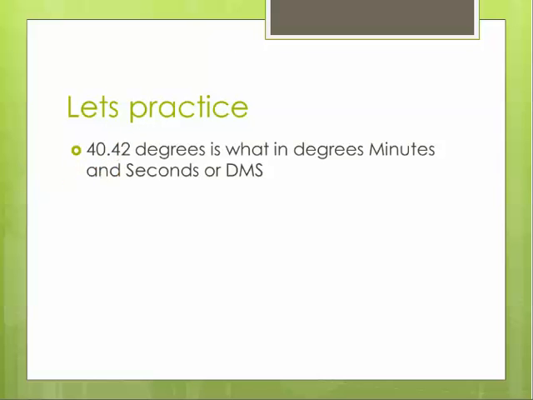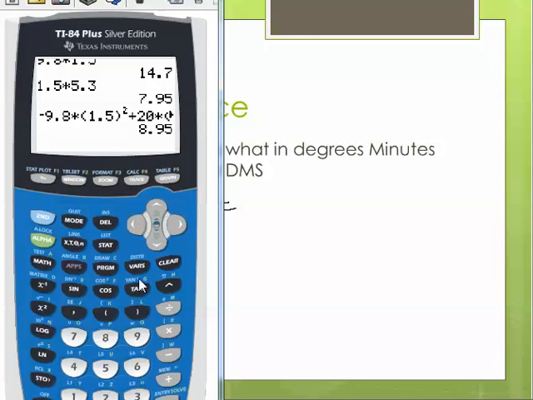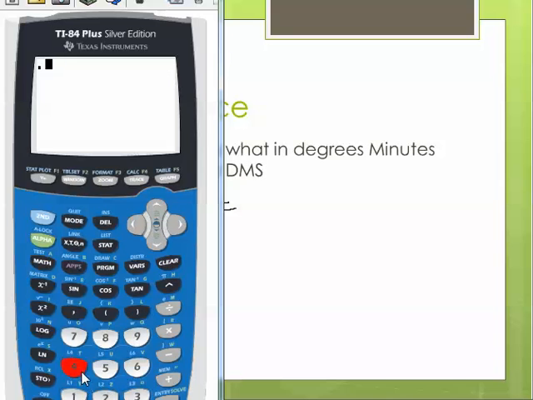So if we've got a measurement that's 42.42, the 0.42 is a partial degree. So what you do is you take that 0.42 times 60, because there's 60 minutes in a degree, and when you multiply these two things together, you will get the number of minutes in that 0.42 parts of a degree. So I'm going to clear my calculator here, put in 0.42 times 60, and what do we wind up with? We wind up with 25.2.